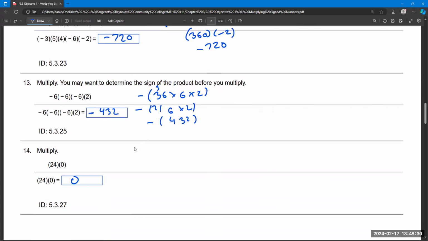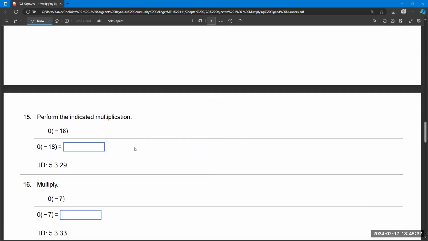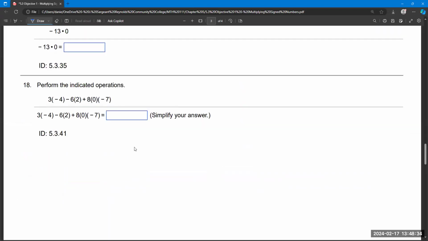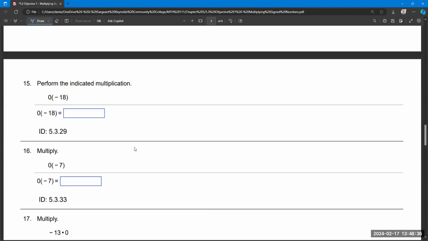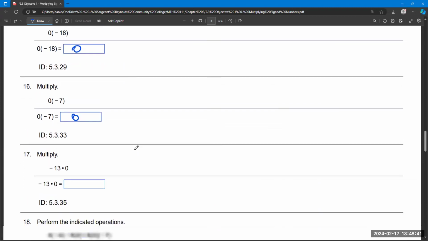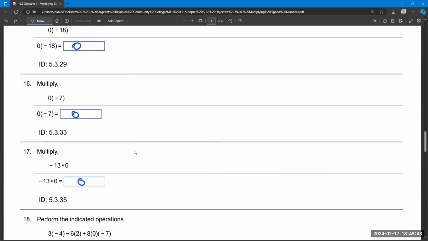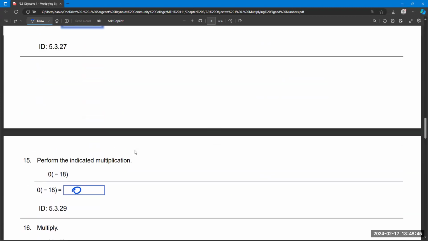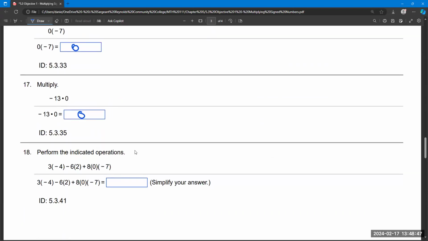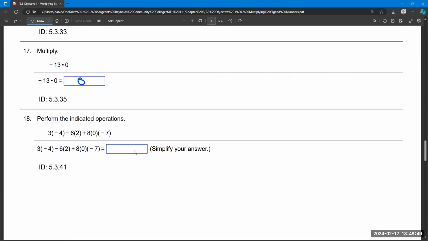When we multiply by 0, we get 0. It doesn't matter whether it's a positive or negative. So we've got a few of those here. Three times a -4 is a -12.